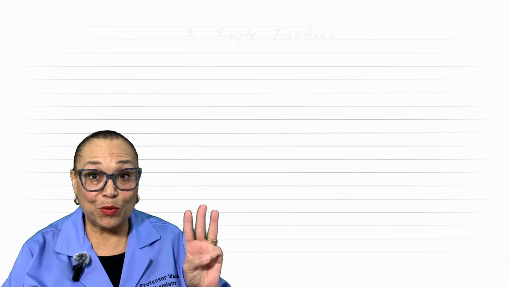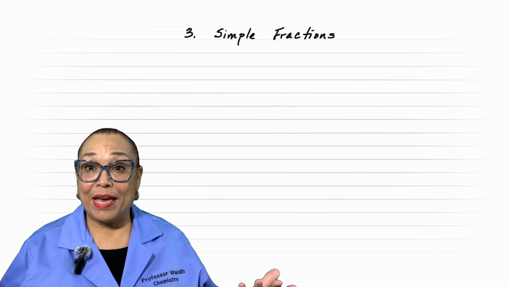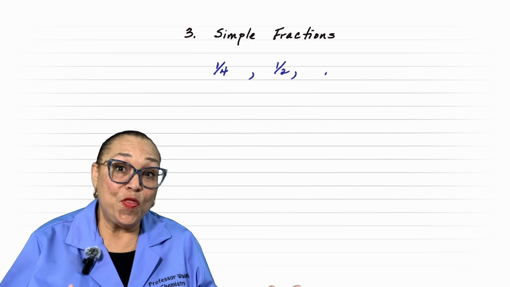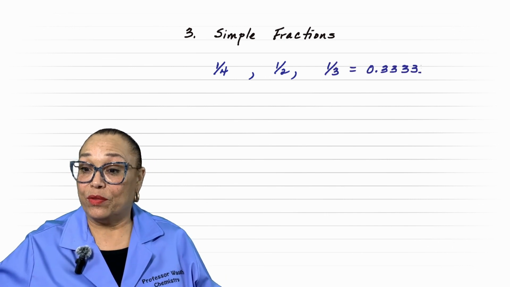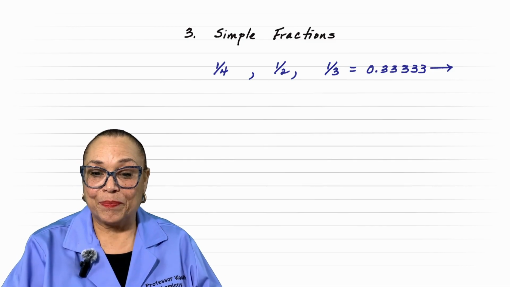All right. Okay, let's talk about rule number 3. Simple fractions. Now this comes straight from your math class. 1/4, 1/2, 1/3. You know, 1/3 is 0.333333. So that is an infinite number of sig figs.